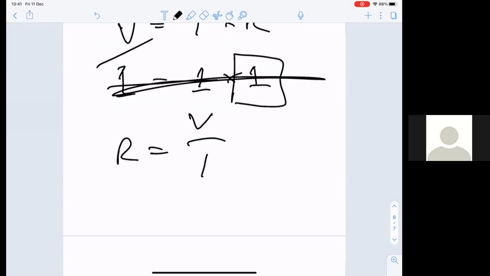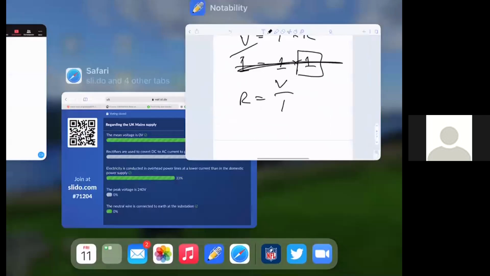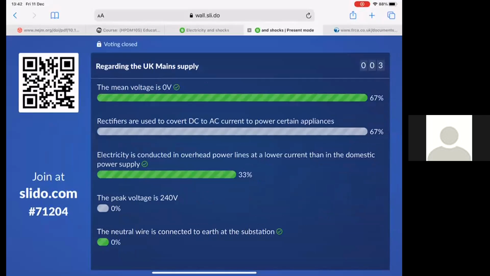For a given resistance, the two other values must be inversely proportional. Yeah. Cool. It made sense, but I couldn't tell you why. Got there now. Good. Last one.